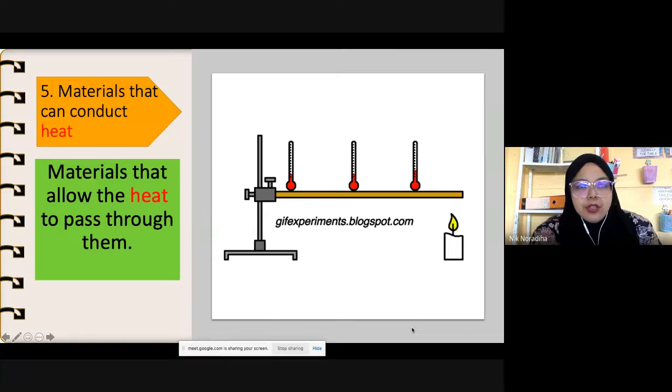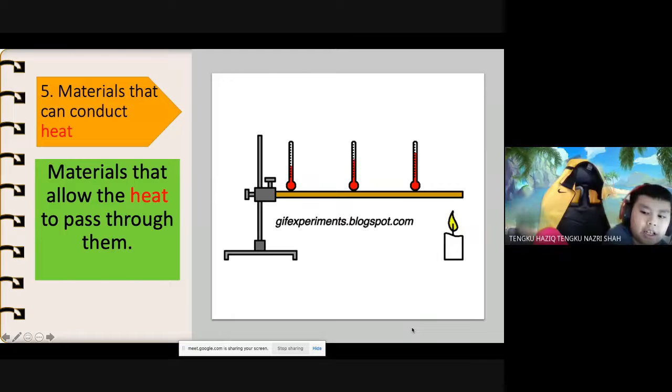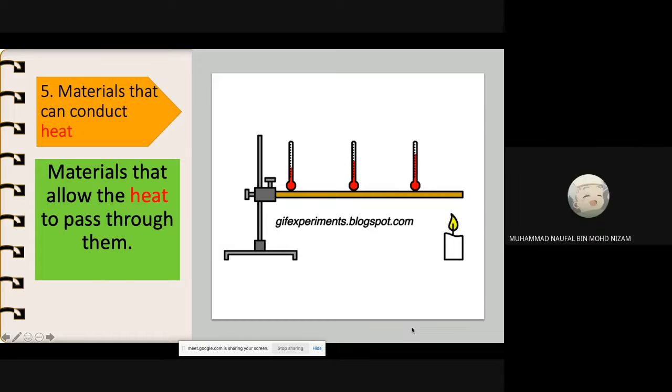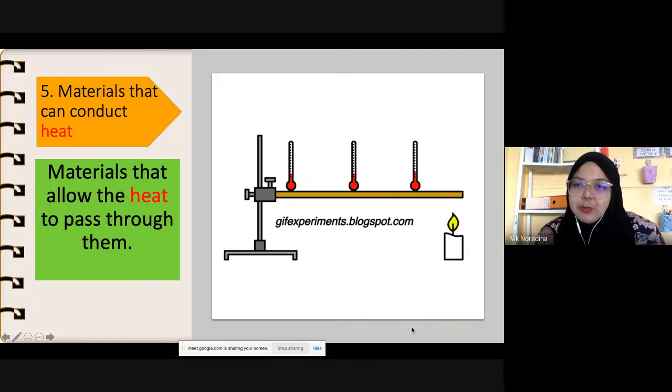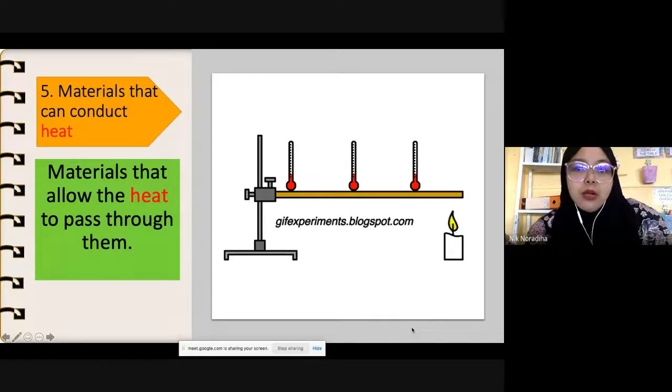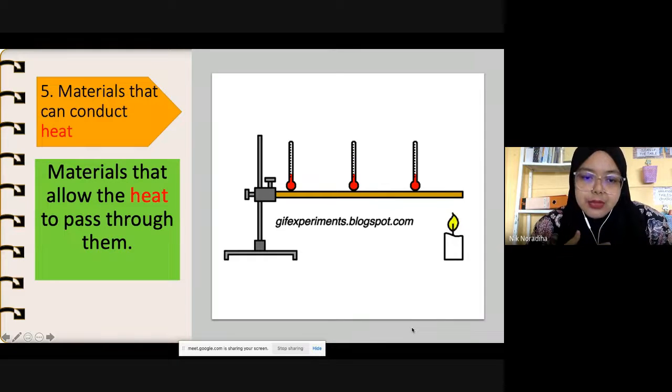Danish, what do we use our thermometer for? What is the function for thermometer? To measure the temperature. Correct. Before this, we're not really familiar with the thermometer. But now, since we are in COVID-19 pandemic, we can see thermometer almost everywhere. Why? To check our body temperature. Sometimes if we have fever, even though we didn't realize that we have fever, the thermometer can detect the temperature of our body, right?